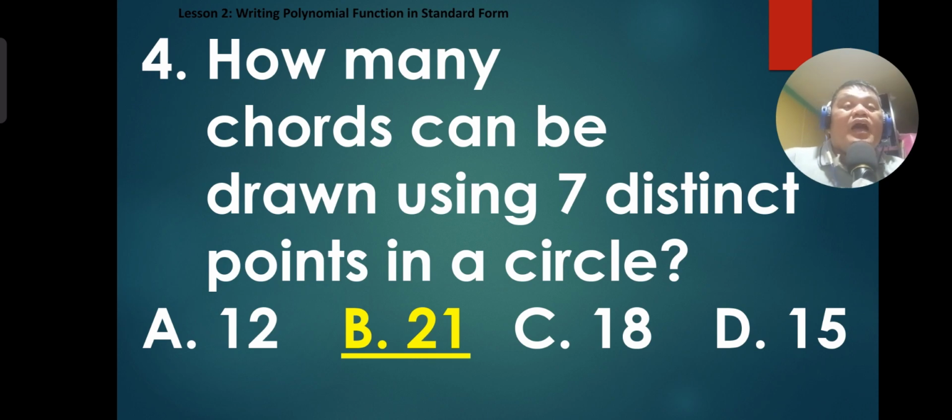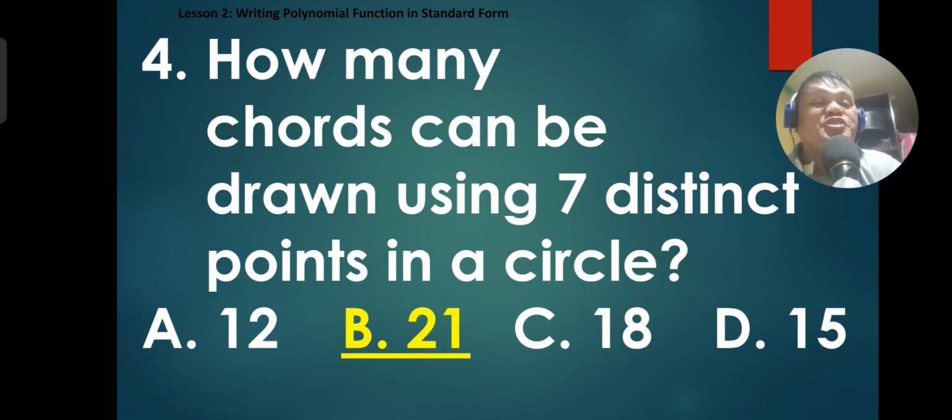Number 4. How many chords can be drawn using 7 distinct points in a circle? So we have already our n is equal to 7. What is our r? There are 2 points that determine a chord. If we substitute the values in our formula, n is equal to 7 and r is equal to 2, the answer is 21. The possible answer is 21.